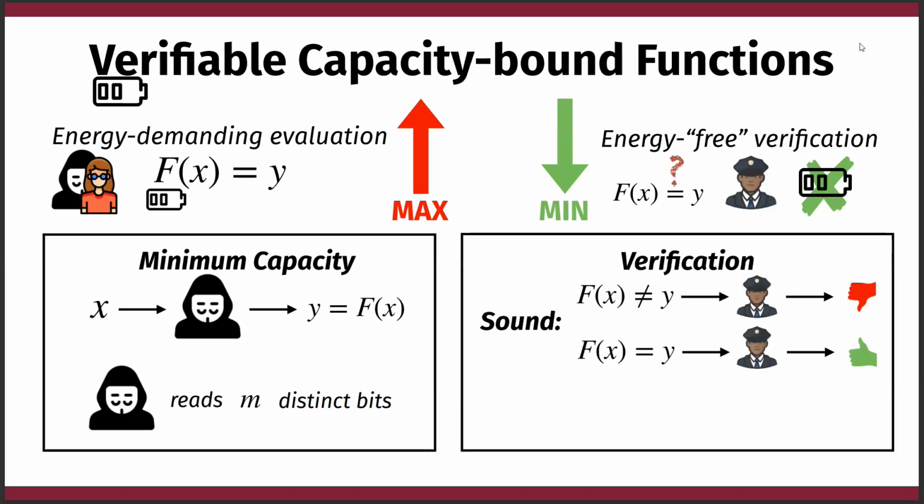On verification, we want soundness, so you can give a proof to check the correctness of the output. It should be hard to convince the verifier when the output is not correct. And also we want efficiency, that essentially says that the verification requires reading t bits from the memory, and this t is way smaller than m, where m is the minimum capacity of the function.